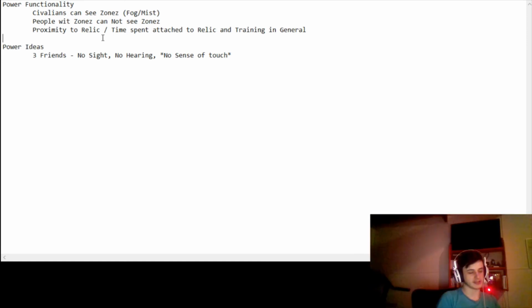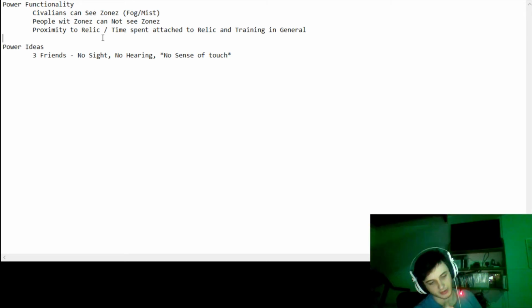The longer you're attached to your relic, the more powerful your abilities would become. So naturally, it gives you a more powerful repertoire, and to just use your abilities much greater than you could have before. Even if you hadn't trained your abilities, spending time attached to the same relic gives you a natural buff, pretty much.